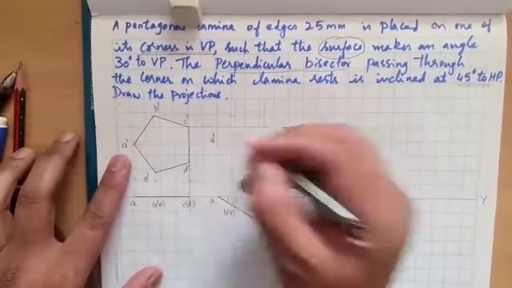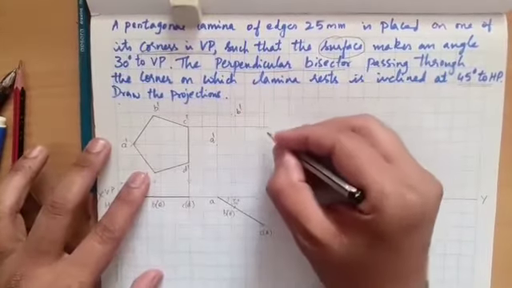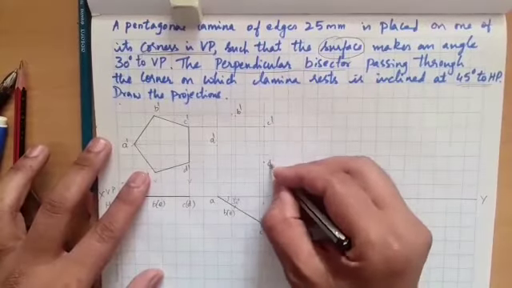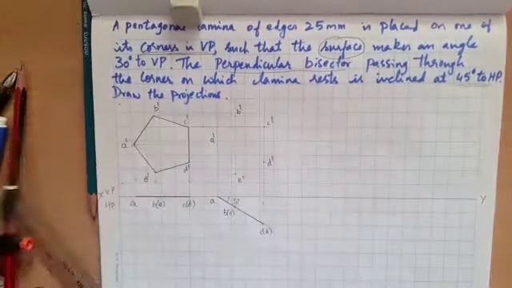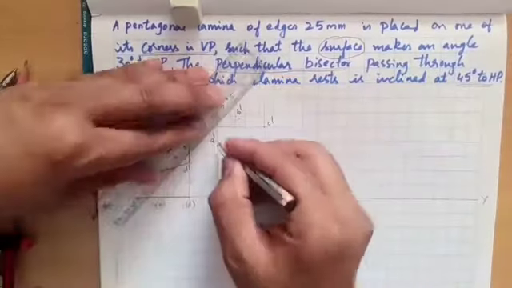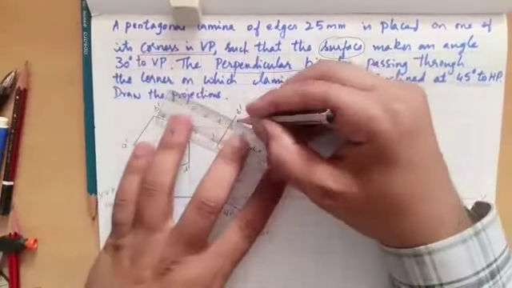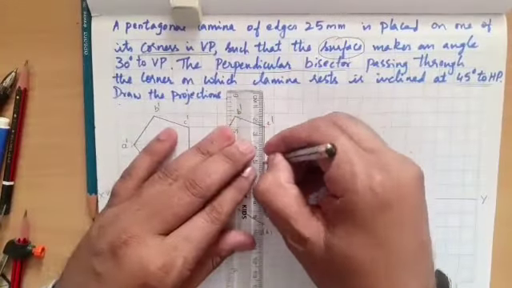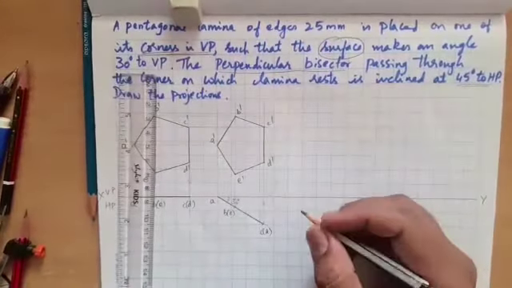So this is A dash. Next B, this is B dash. Next this is C dash, D dash, and this is E dash. So join everything, A to E, A to B, B to C, C to D, D to E, and E to A.